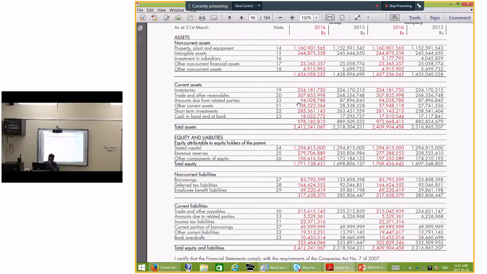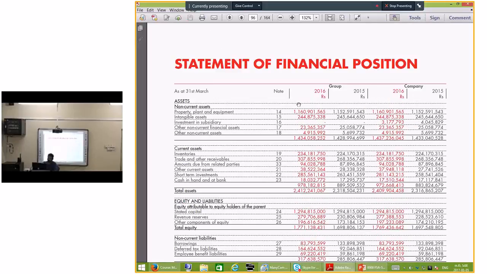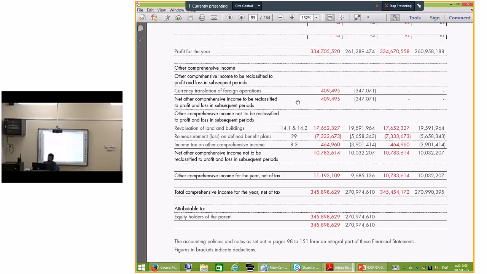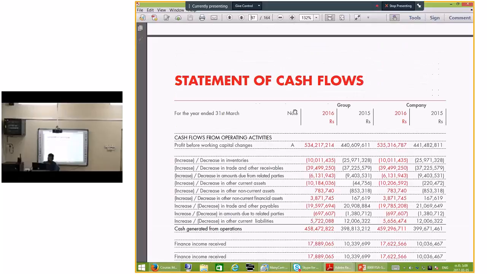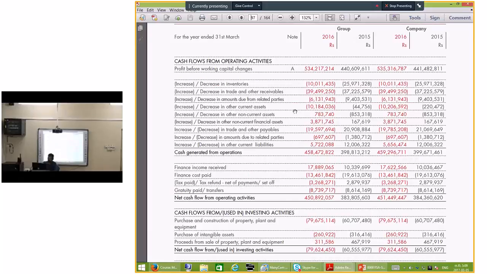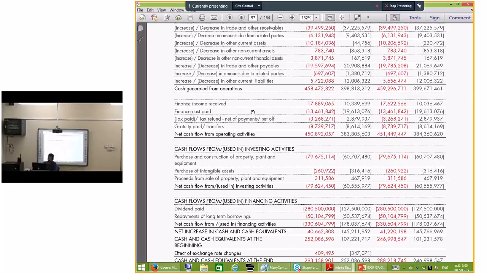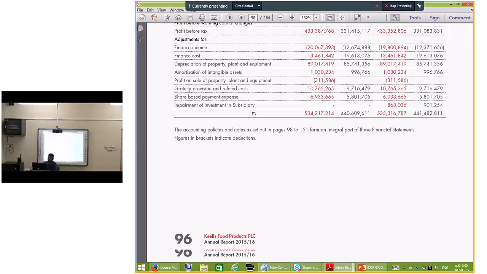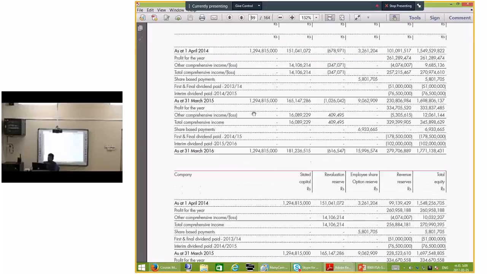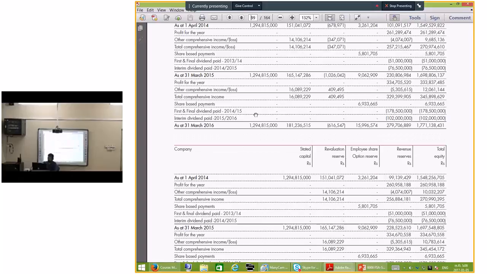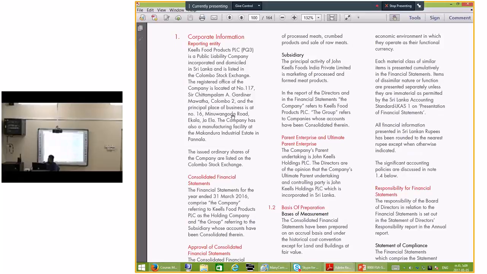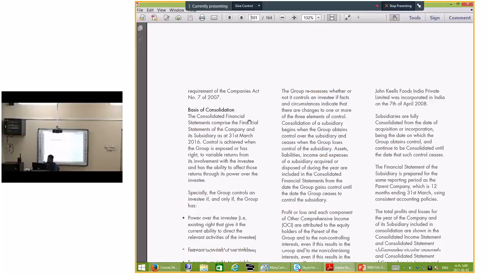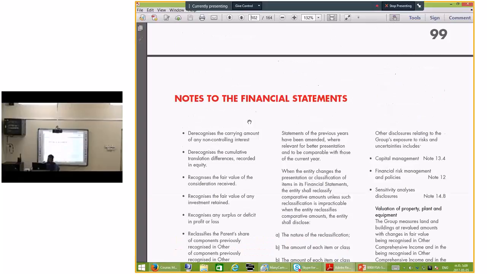In the annual report, statement of income, statement of financial position or the balance sheet, and statement of cash flows. Again, you can see activities under different categories: operating, investment, and finance category, and statement of changes in equity. This is also given. And finally, under the financial statement, it is given notes to the accounts and important accounting policies.